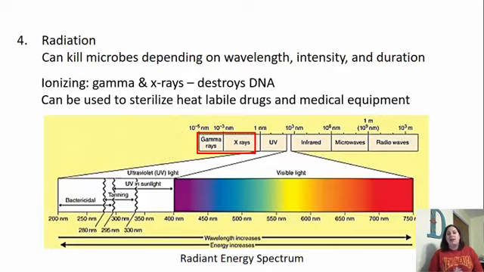They can be used to sterilize heat-labile drugs and medical equipment, but the reason for this is they do alter the DNA. This is why you should not expose yourself to gamma rays and X-rays. If you get X-rays occasionally, it's not that big a deal, but the X-ray technician needs to protect themselves if they're giving hundreds of X-rays a day. So these are the ionizing.